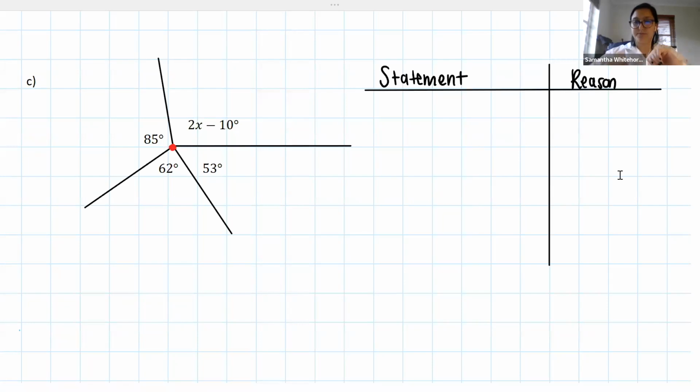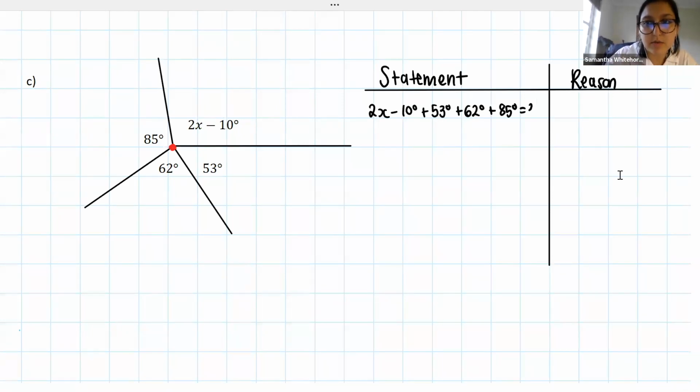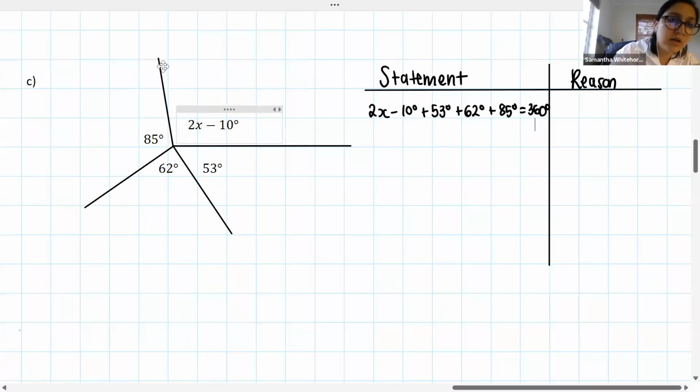Okay, so we know that 2x minus 10 plus 53 plus 62 plus 85 degrees must equal 360 degrees. How do I know that? Why do I know that? Well, here's my central point.